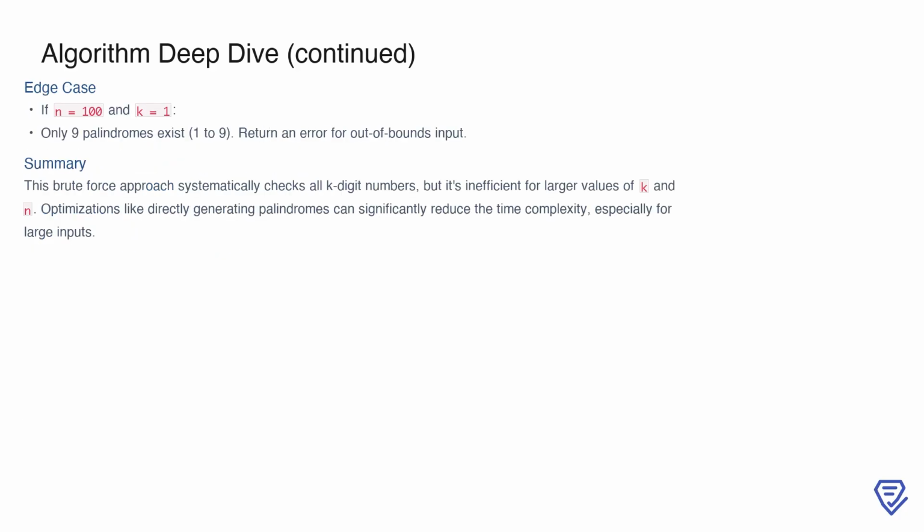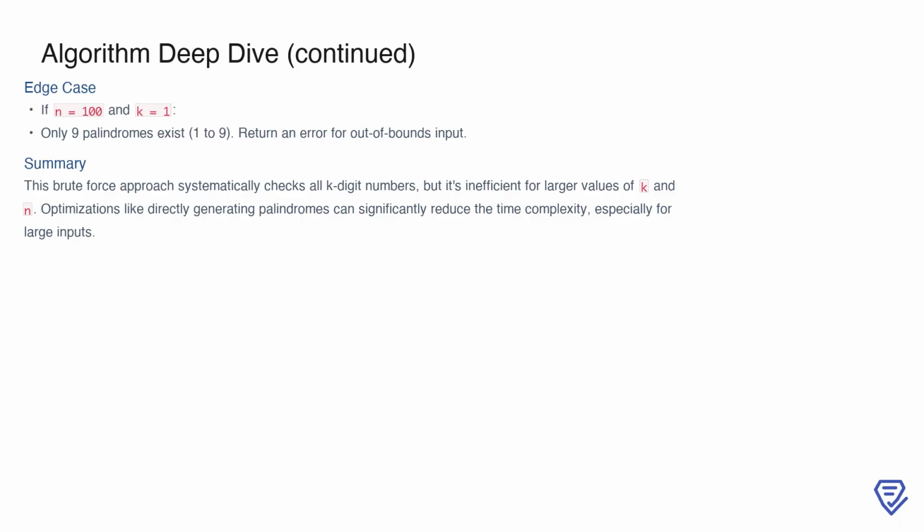Finally, let's consider an edge case. If k equals 1 and n equals 100, we run into a problem because there are only 9 palindromes with 1 digit, the numbers 1 through 9. Since n exceeds this limit, we should return an error or handle it as an out-of-bounds case.